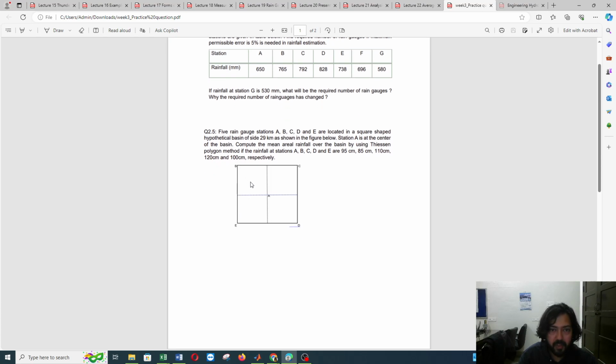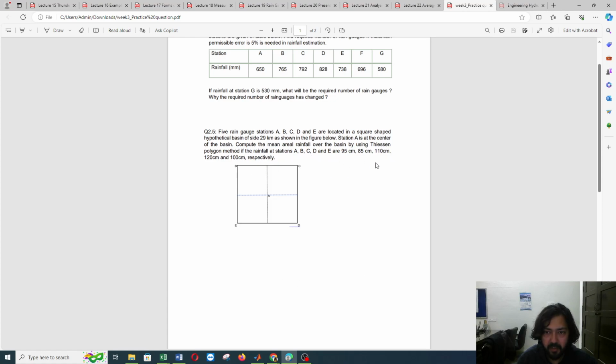Now the next problem is for the Thiessen polygon method. So let us see how we can calculate this. All we need to calculate is the average precipitation for this arrangement. They are saying that there are 5 rain gauge stations A, B, C, D located in a square-shaped hypothetical basin of side 29 km. Station A is at the center of the basin. Compute the mean areal rainfall over the basin by using the Thiessen polygon method if the rainfall at the stations is respectively given.